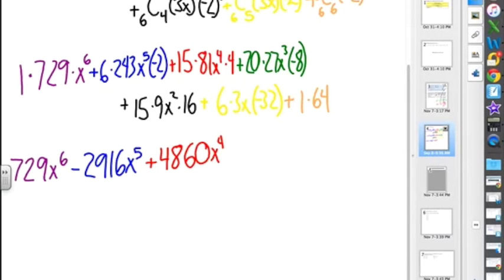Now, negative 2 was to the third power, so we have a negative 8. That's going to make this entire term negative. And what do we get with that? 4,320, x cubed. Is that right? Yeah. Okay. Mr. Nixon, can you scroll just for a sec to see the line up from there?